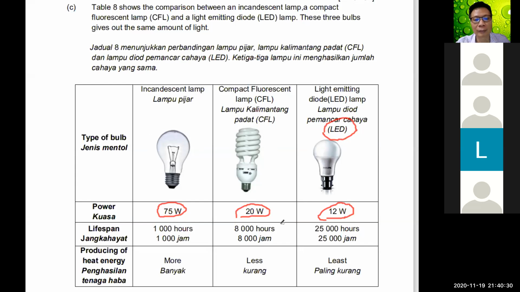Now lifespan, this one is the best, you see. So long, you can last so long, can save a lot of money. Okay. Producing heat energy. Heat energy no good, we don't want heat energy. This one is the least. Least energy produced means that it won't get so hot. No energy loss. So it's good, right? No loss of energy. So I think this is the best already.